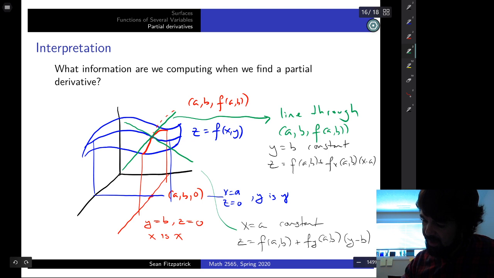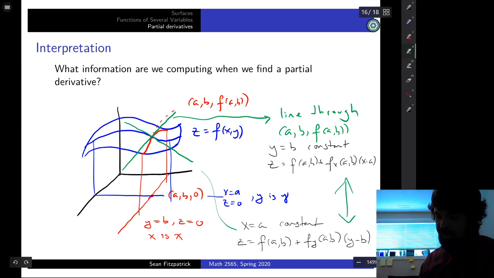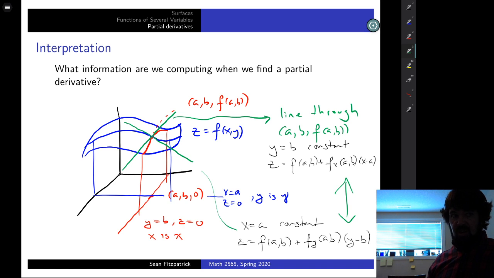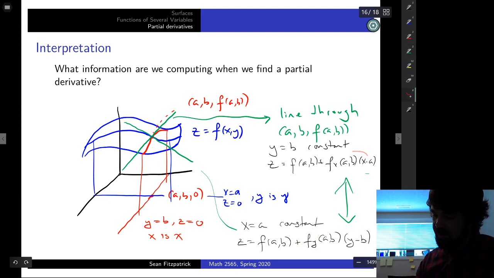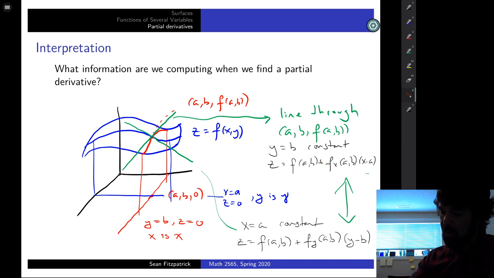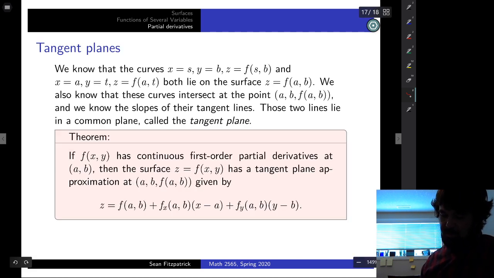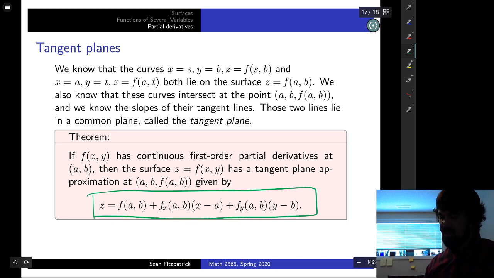Now, the next thing we can do is combine these two together. Write down the equation of the plane that contains both lines. So this one up here is where you set y equal to b. Y is held constant at b, which makes this part 0. So if y is equal to b, then this is missing. If x is equal to a, then this is missing. If we allow x and y to both vary, we include both terms, and we get a tangent plane. Okay, so we get a plane, and that plane has an equation that looks like this.